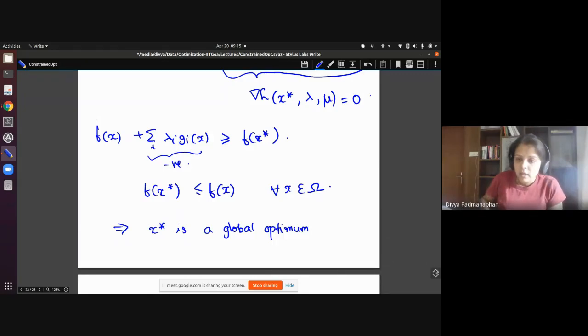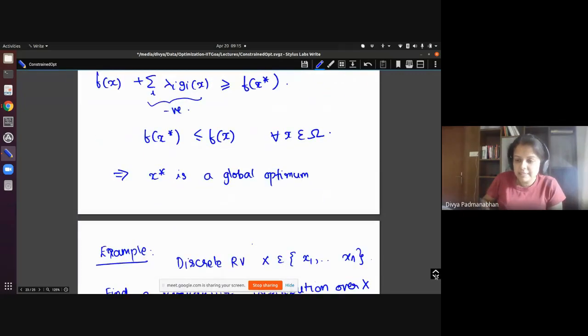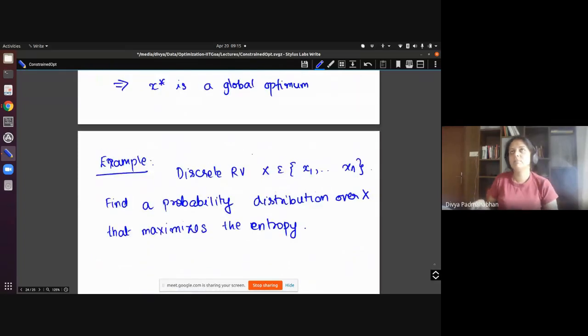Okay, so now let's just see one example. I thought it's nice to show an example, in convex problems, of something that shows up in many applications. That is entropy maximization.